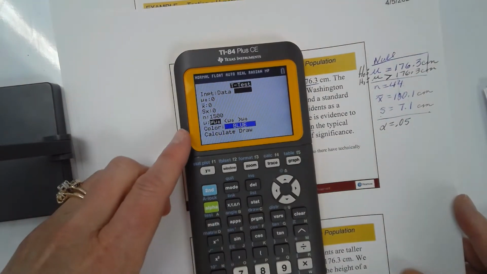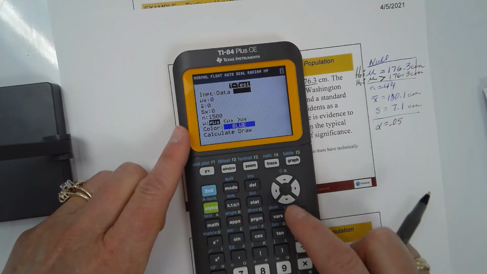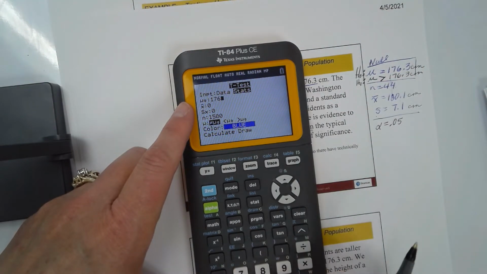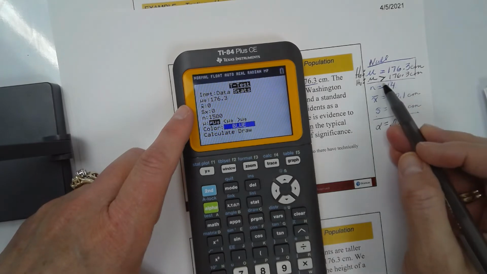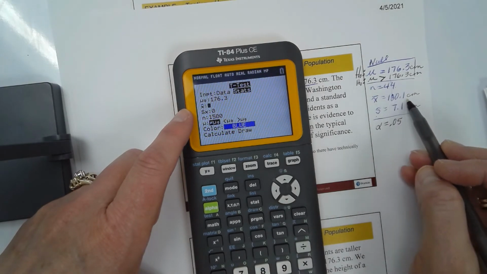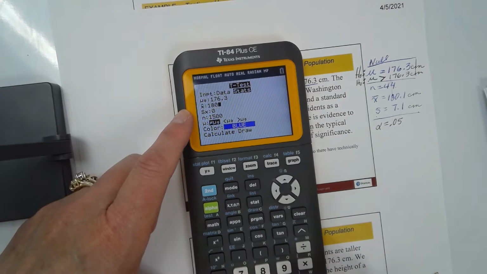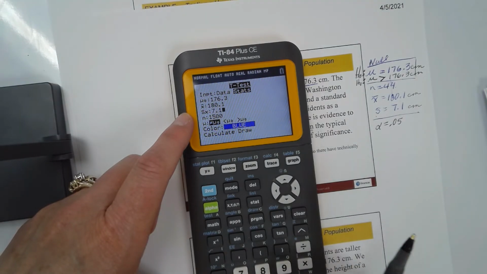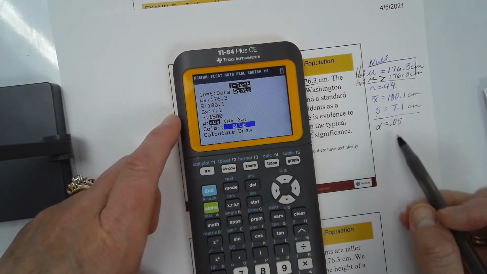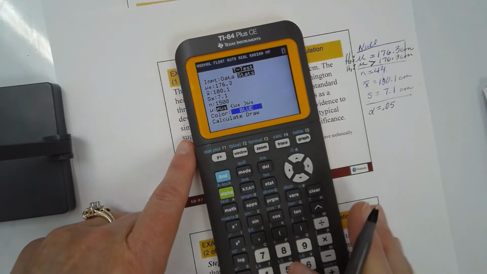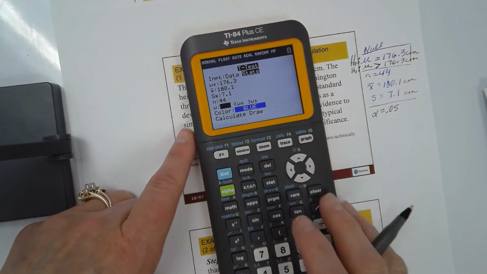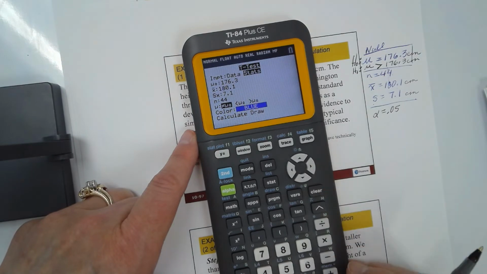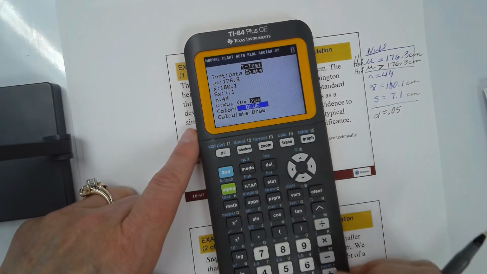In this case, they told us the mean, so the mu naught is what's in your null hypothesis, 176.3. The x bar is what you got from your sample, which is 180.1, and the standard deviation is 7.1. My sample size was 44. Then for my alternative hypothesis: not equal, less than, or greater than? Greater than. And then calculate.